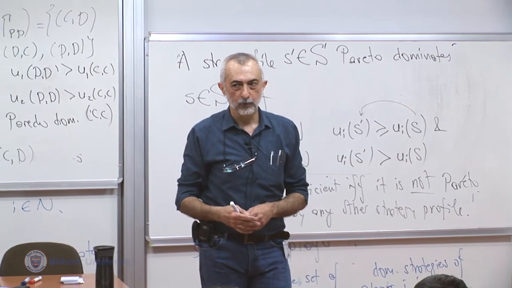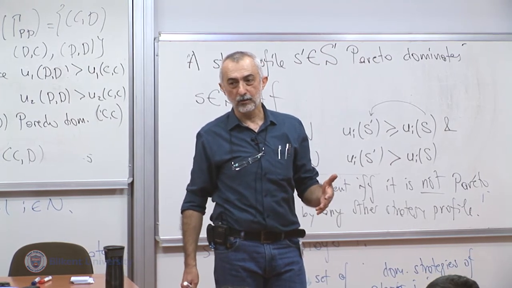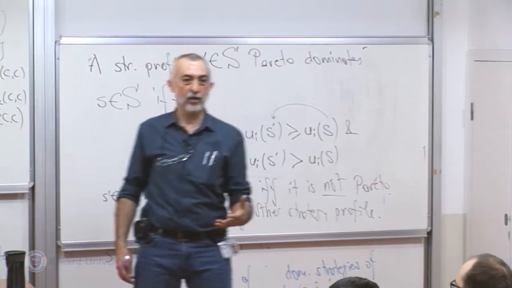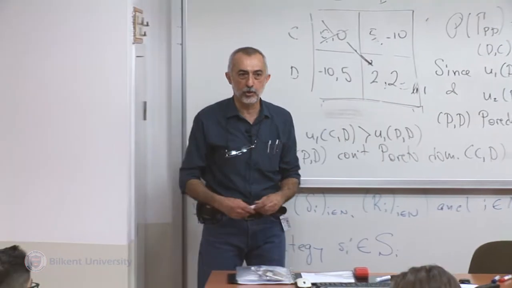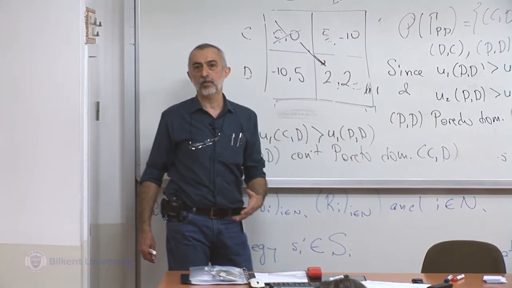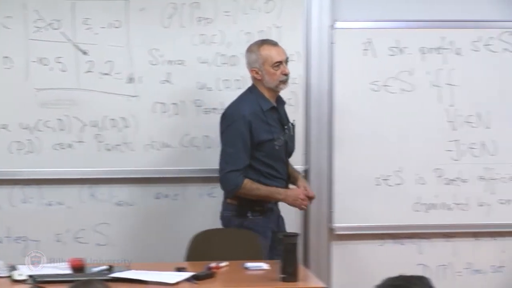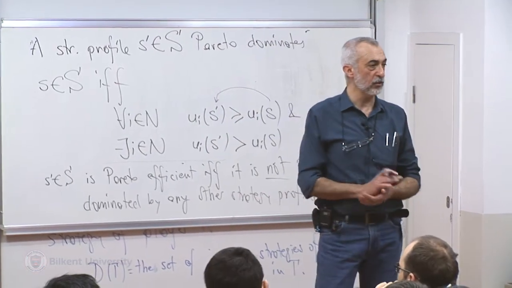So once you have a new object, the first question you should ask is, does it always exist? You make a habit of this, right? In the future, when you do some research, these are questions that should be answered immediately. So, does every game have a Pareto efficient strategy profile? Does it always exist?